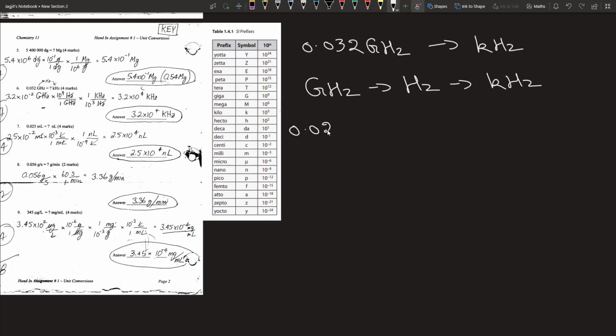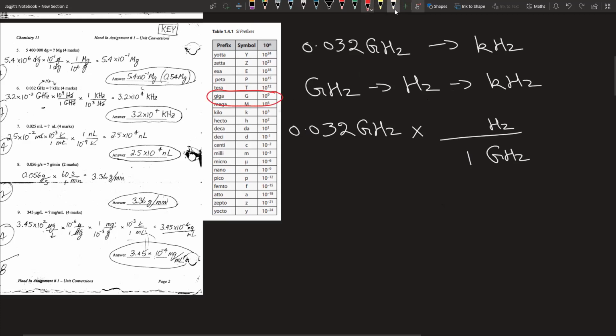So we have 0.032 gigahertz. Let's convert it to hertz. We put gigahertz at the bottom and hertz at the top. This is the non-regular. You put 1 beside it. And capital G, giga, stands for 10 to the power 9. So this is equal to 10 to the power 9 hertz.